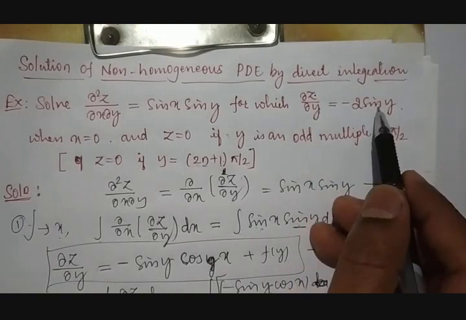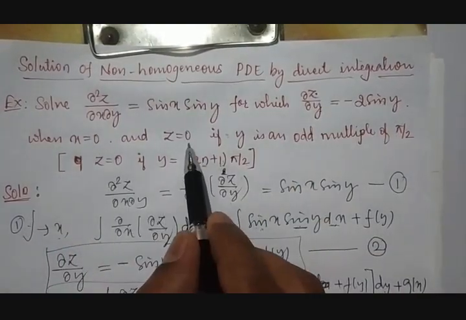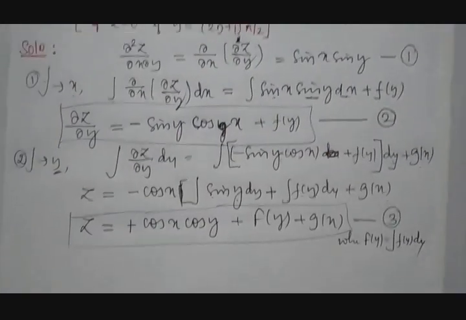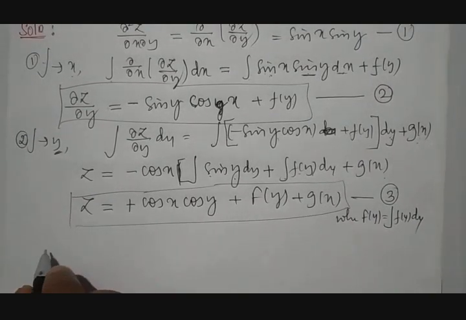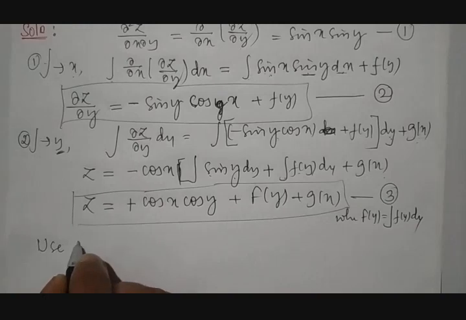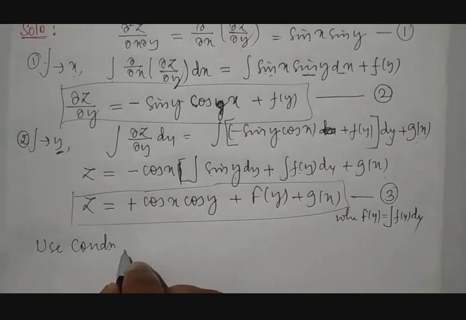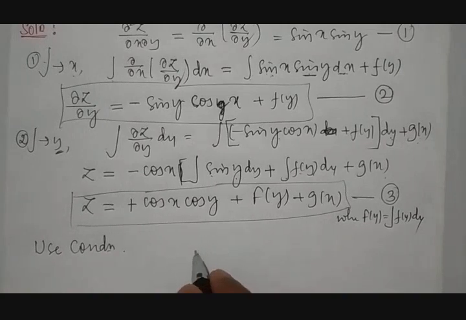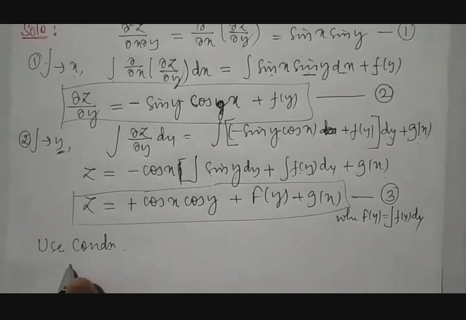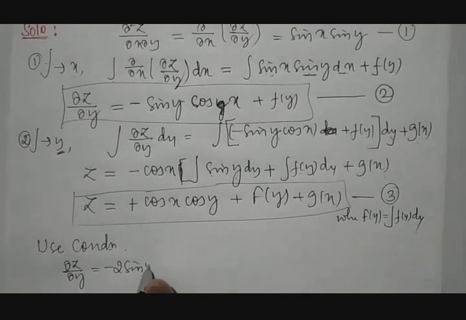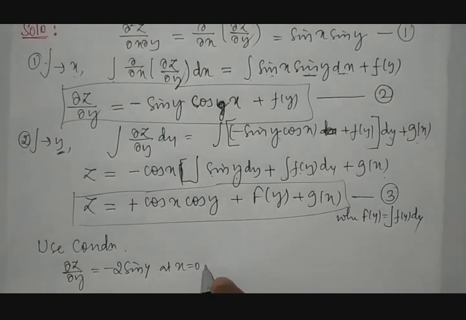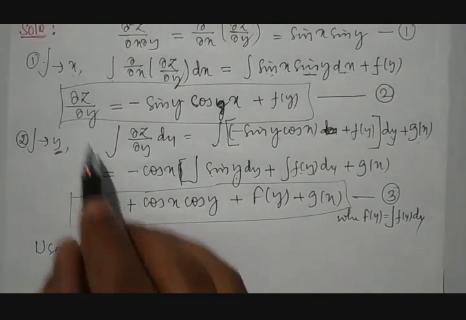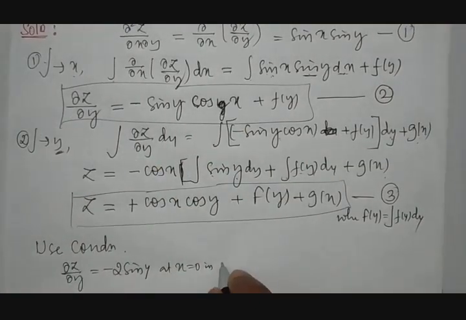Dou z by dou y is equal to something given at x equal to 0, and z equal to 0 is given at y. Therefore, let us take these substitutions. These are nothing but conditions given. Therefore, use the given conditions one by one. So we'll use the condition dou z by dou y is equal to minus 2 times sine y at x equal to 0 in equation number 2, because here only dou z by dou y is available in equation number 2.